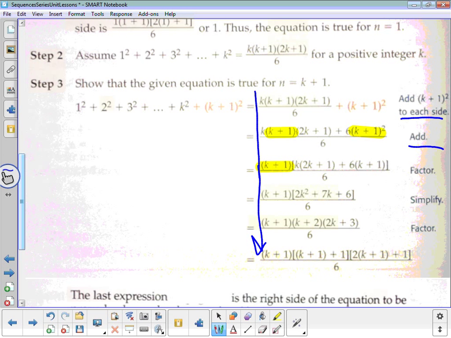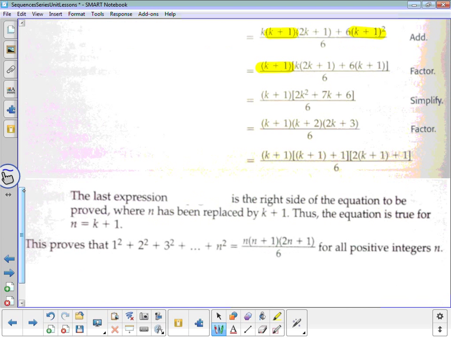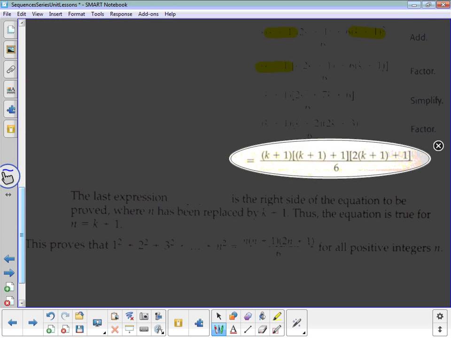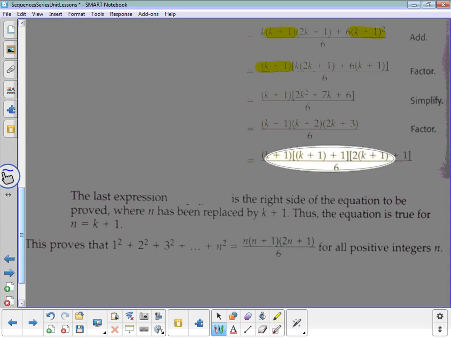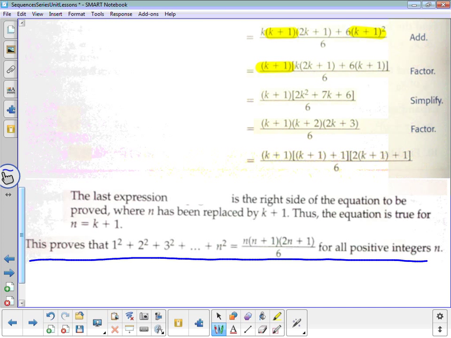Now, I'm giving you reasons why I did each step, or my example did. That way you get an idea of how things were done all the way through this. Then I conclude with this statement. So here, the last expression, this expression right here, is that same formula, but using a k plus 1 instead of just the n that we have. Because this formula is for k plus 1, we prove that it's true for all of them. Okay, let's try another example.